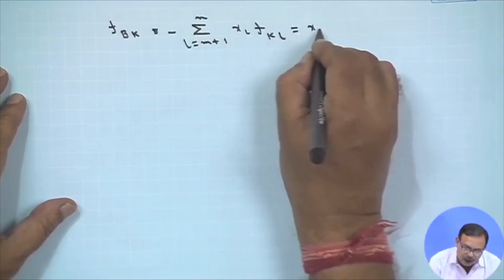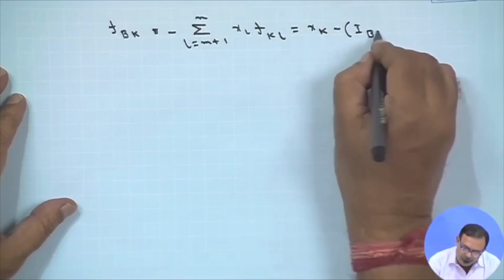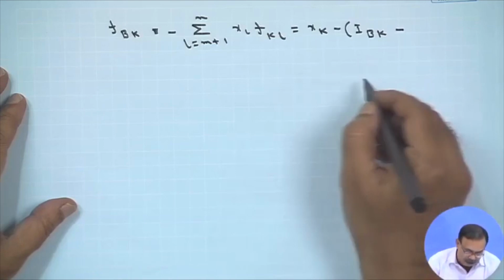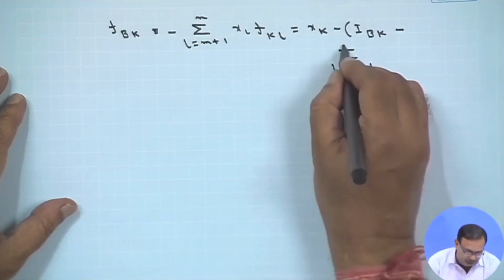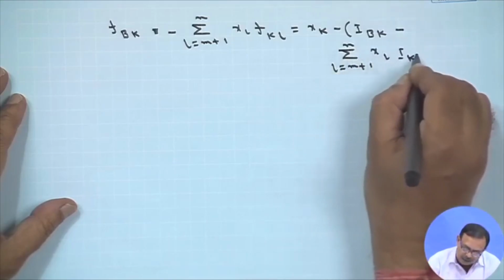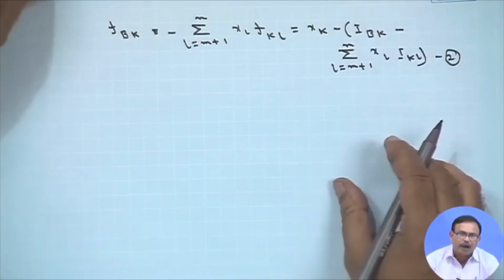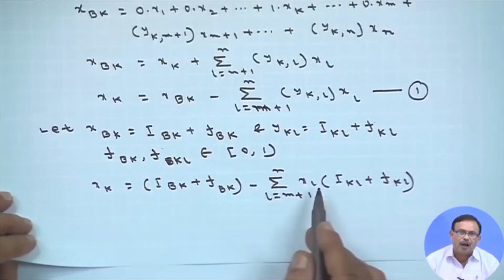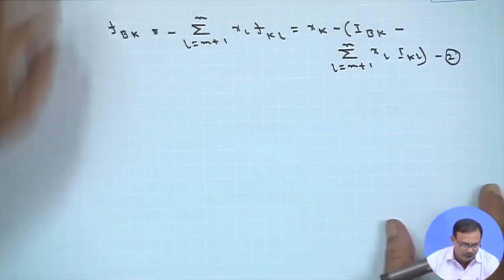this will be equal to xk minus ibk minus summation l equals m plus 1 to n xl ikl. Suppose this is equation 2. So, basically from the last equation, just by taking the elements to the left side or right side, we are writing this one.